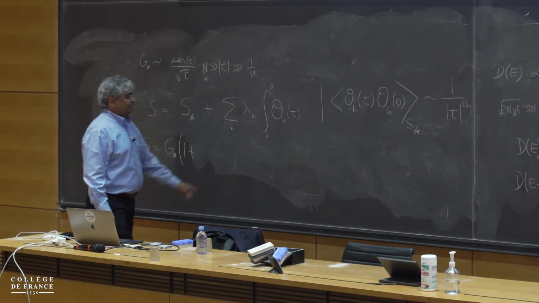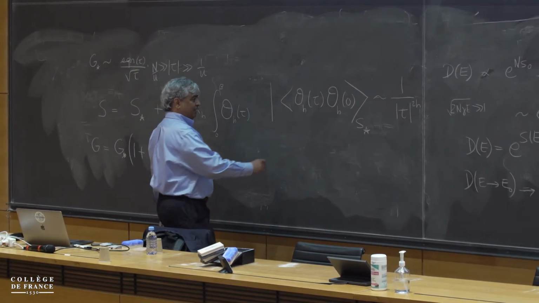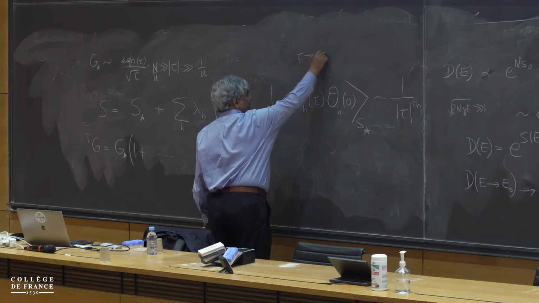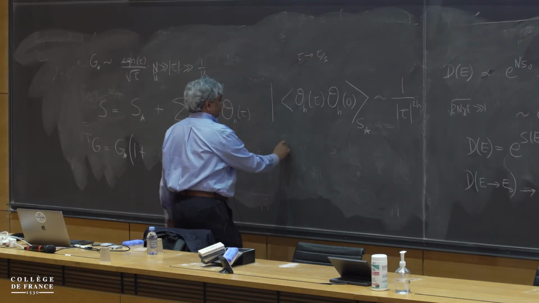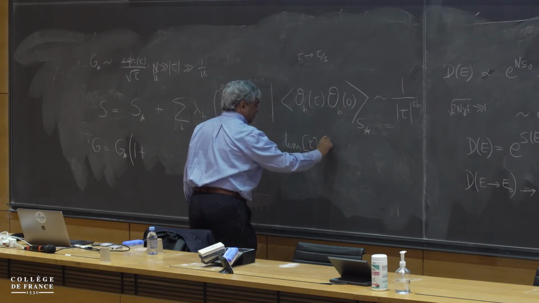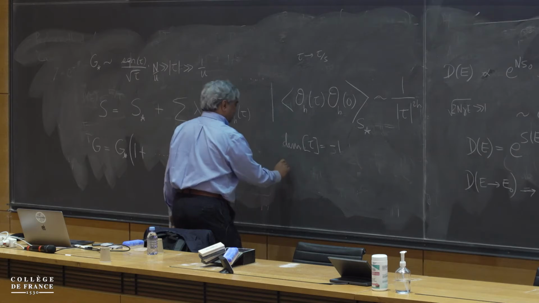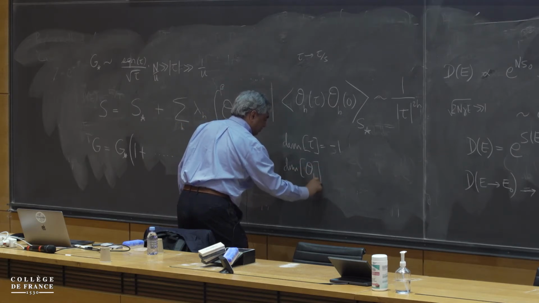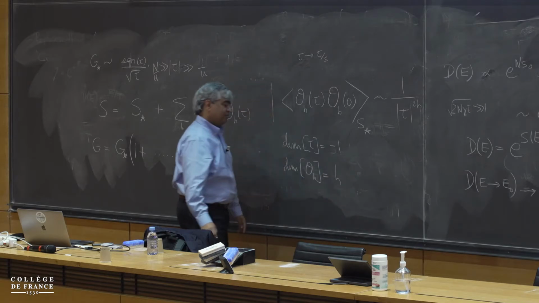Okay, so now the point is, this tells you, if I do scaling analysis, my scaling analysis is just tau goes to tau over s. You do rescaling like this. And so that tells me the dimension of tau, we say, is -1. Then the dimension of O_h under rescaling is just h. So that's the definition of h.